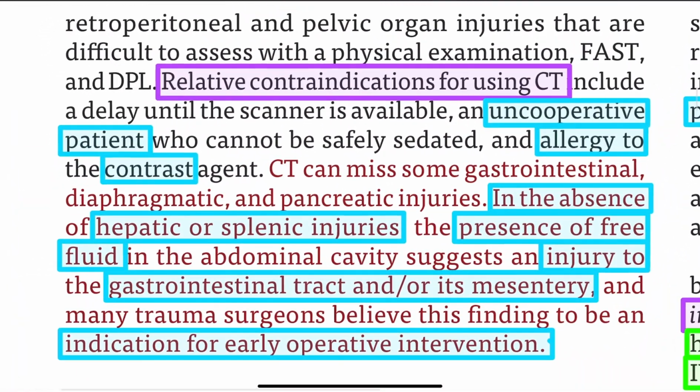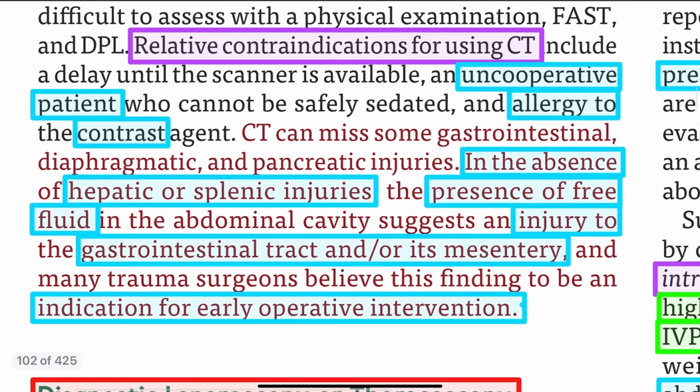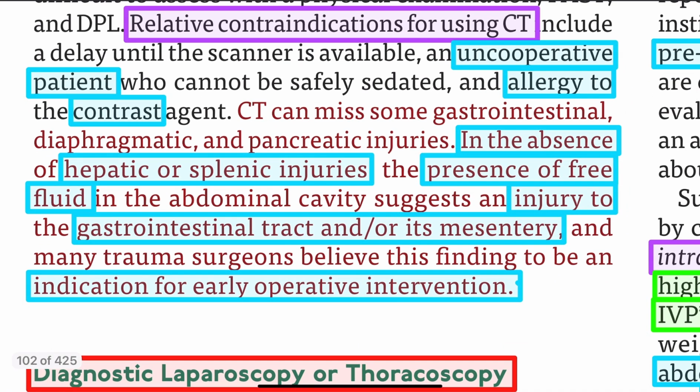So what are the relative contraindications of using CT? If the patient is uncooperative or has an allergy to contrast, you should not do CT. In case of absent hepatic and splenic injury and there is a presence of free fluid, this can suggest injury of the GI tract or its mesentery. Okay, so it is an indication of early operative intervention.